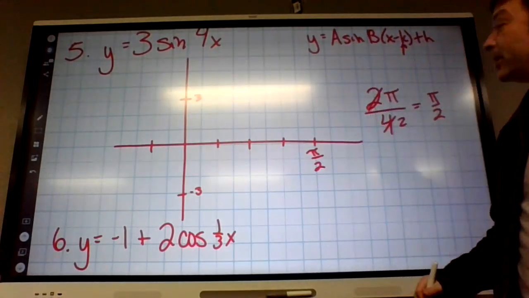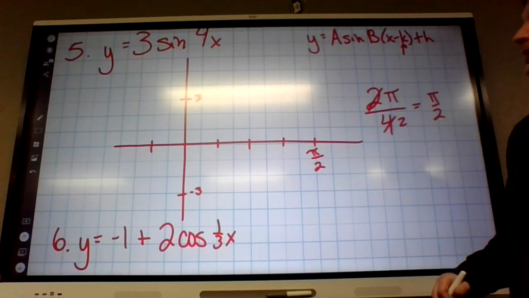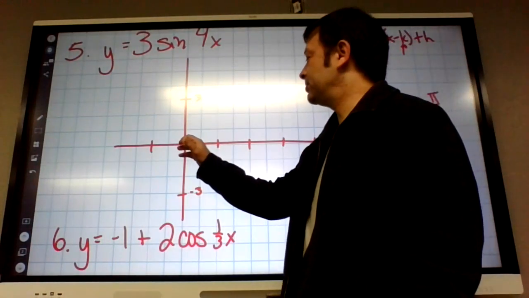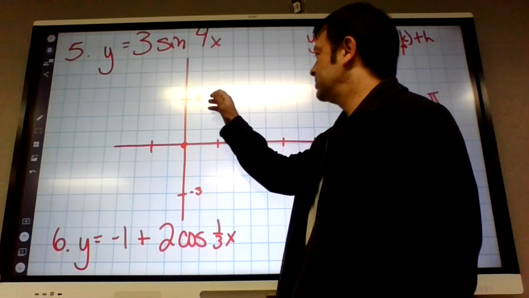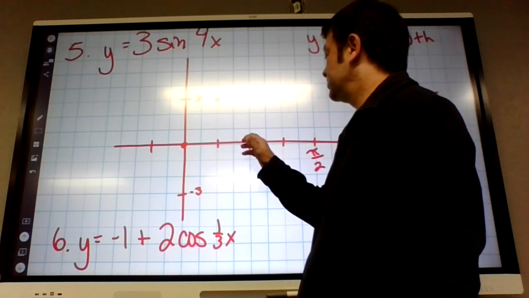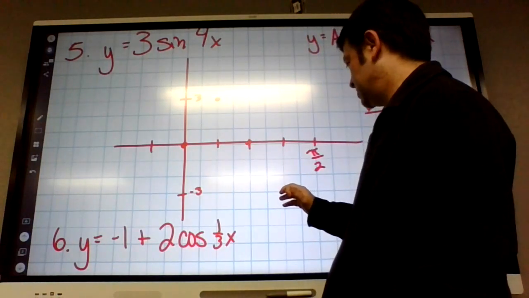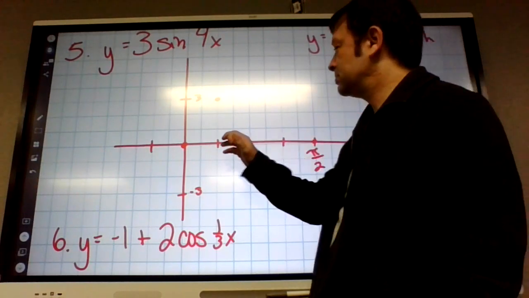I was just thinking. Okay, where does sine start at? The middle, going up. So up, middle, bottom, middle.